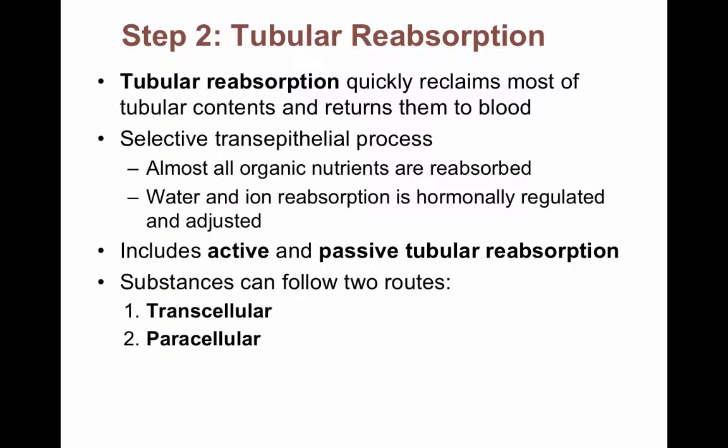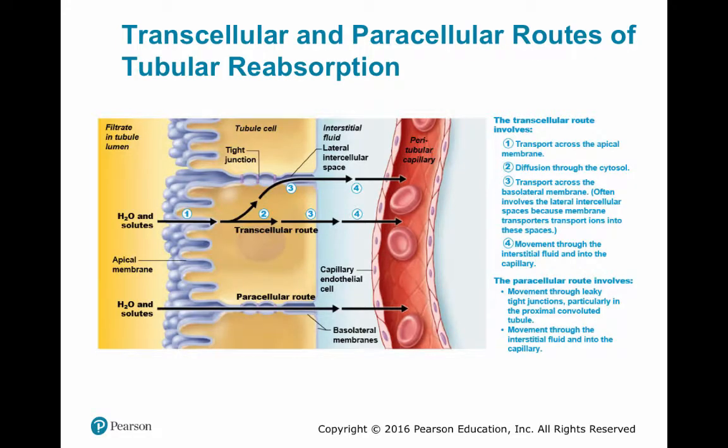Now, that's just filtration, how we get from the capillaries into the actual nephron. Now, when we're going through there, then we're going to start reabsorbing whatever is there. So it quickly reclaims most of the tubular contents and returns them to the blood. Almost all organic nutrients are reabsorbed. Water and ion reabsorption is hormonally regulated and adjusted. So it includes both active and passive tubular reabsorption, and there are two routes that substances can follow to be reabsorbed. There's the transcellular and the paracellular.